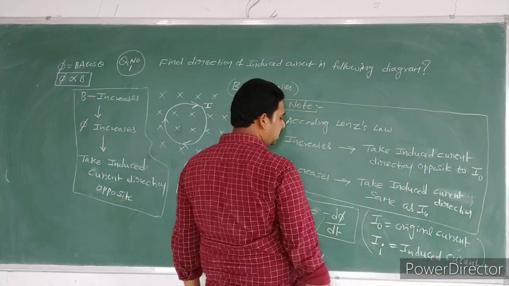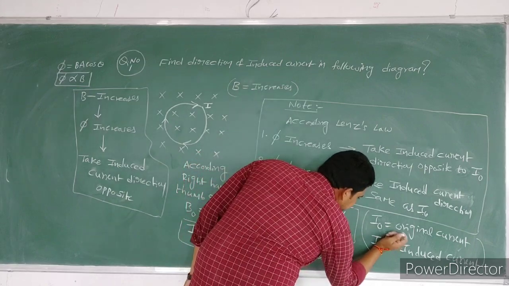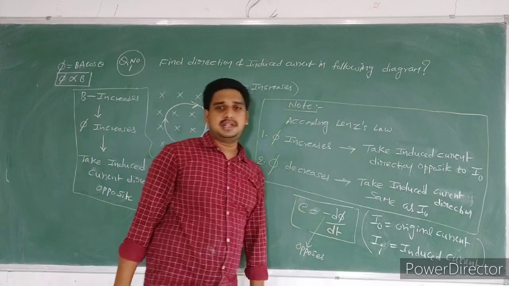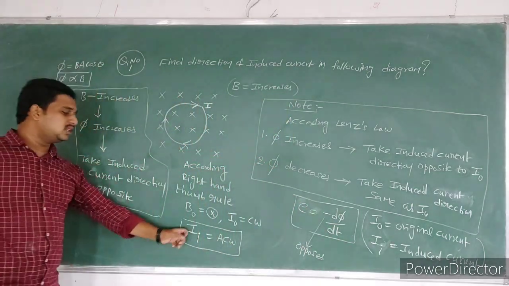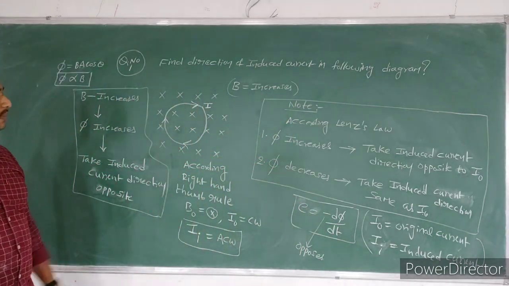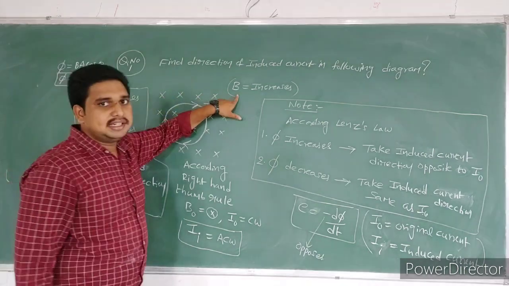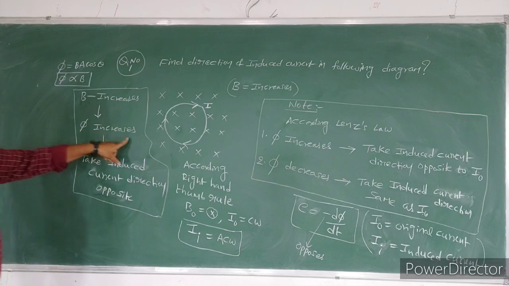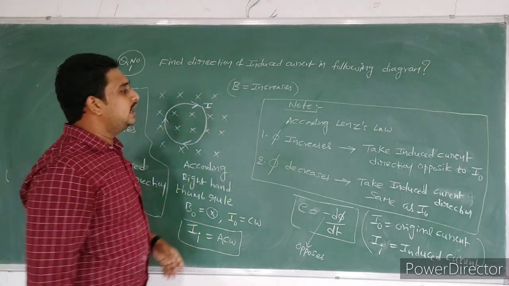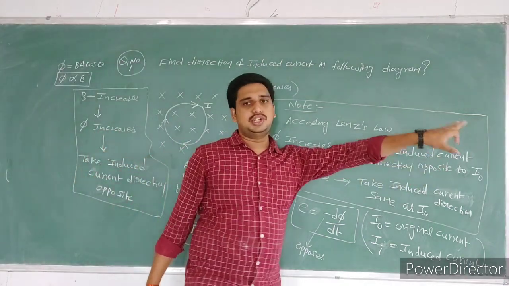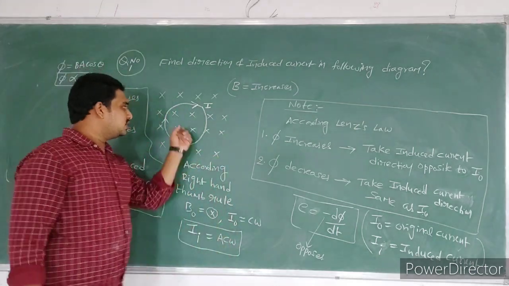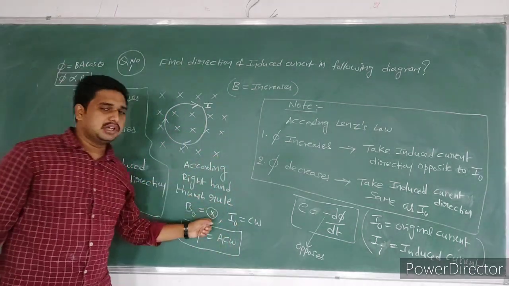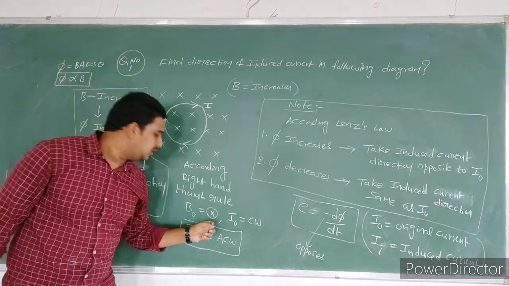You can consider it as i or I dash. Here small i is nothing but the induced current. So now tell me, what is the induced current direction? Anti-clockwise, because here the magnetic field is increasing. If the magnetic field increases, flux increases. Flux increases means, according to the note point, take the induced current direction opposite to the original current direction. What is the original current direction? According to the right hand thumb rule, the original magnetic field is into the face.